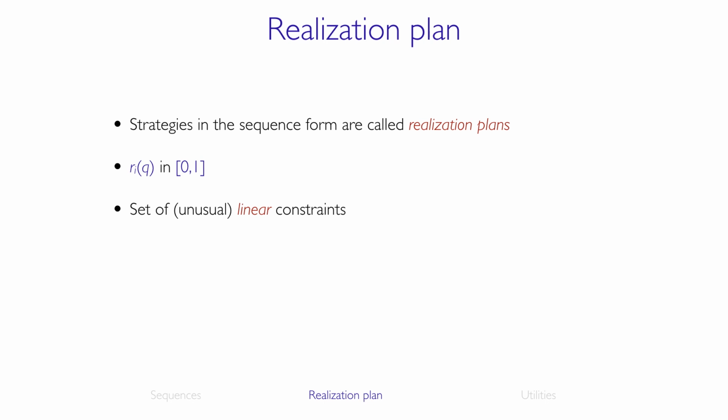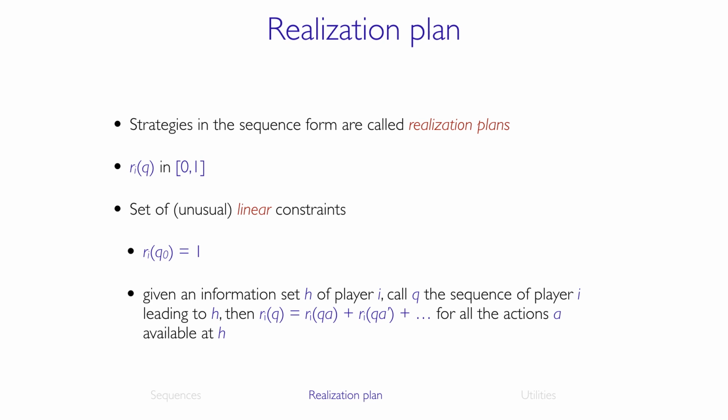In particular, the constraints are: first, the realization plan of the empty sequence is 1. Second, at each information set of a player, the probability of the sequence leading to such information set, say sequence q, equals the cumulative probability of the sequences that extend q at that information set.